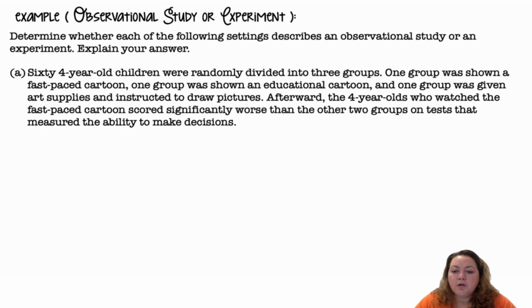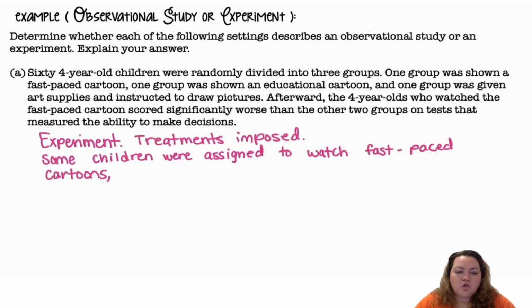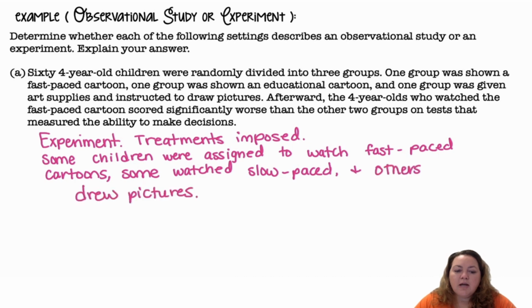Afterwards, the 4-year-olds who watched the fast-paced cartoon scored significantly worse than the other two groups on tests that measured the ability to make decisions. All right, this is an experiment. Treatments were imposed. Some children were assigned to watch fast-paced cartoons. Some watched slower-paced cartoons or educational cartoons. And others drew pictures. So it was an experiment because we assigned them to different treatments.